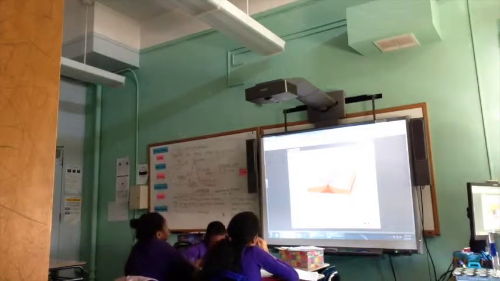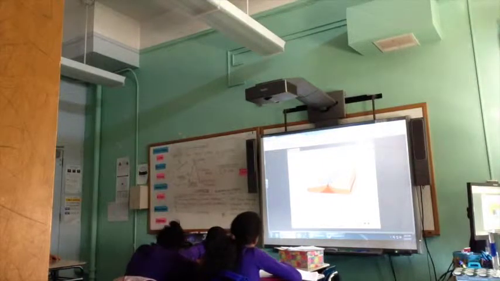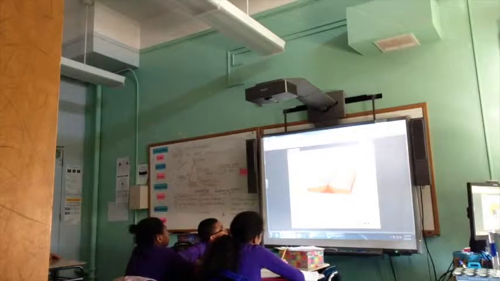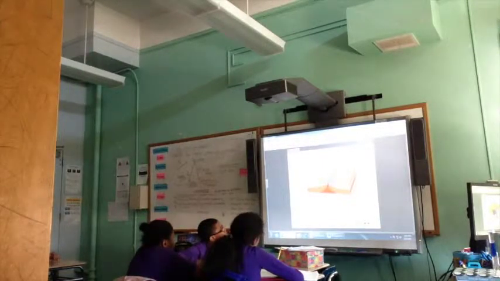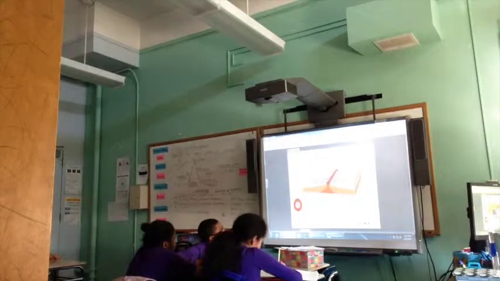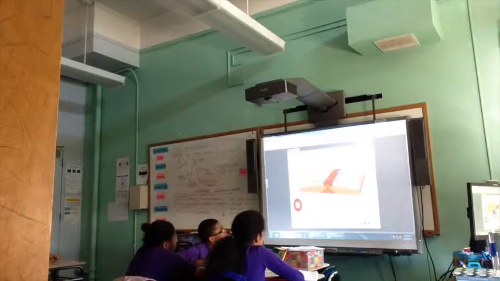This one is showing you these are layers of the Earth, okay? So continental lithosphere, asthenosphere, oceanic lithosphere. These are all different layers, okay? So what do you see? What do you think? What do you wonder?